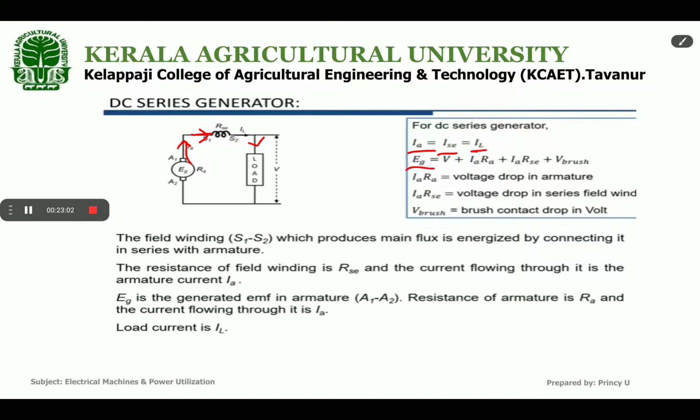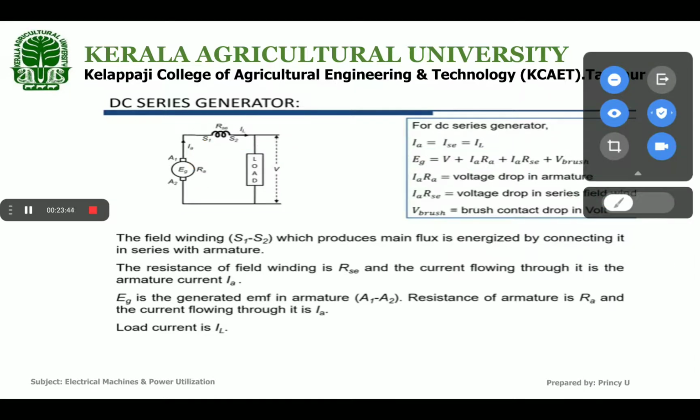And the generated EMF EG is V plus the voltage drop in the armature, IARA, and the voltage drop due to the resistance of the field winding, that is IA into R series, plus the brush contact drop. So ഇവിടെ വരുന്ന total drops എന്തൊക്കെയാണ്? One voltage drop is present in the generator armature, one in the series field winding, and one in the brush contact. So the total generated EMF is the terminal voltage plus IRA plus IR series plus V brush. Okay.